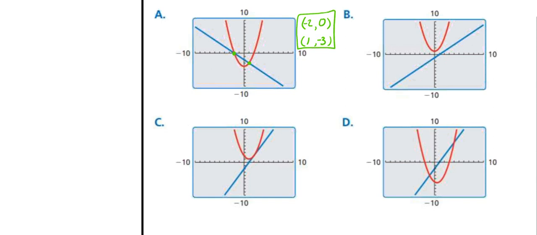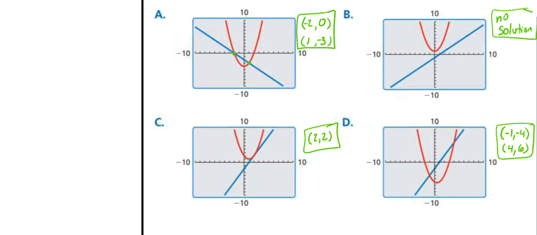For letter B, we see that those functions never intersect, which tells us that we're going to have no solution to this system. Go ahead and try letters C and D on your own. When you're done, push play and let's see if you were right. For letter C, we have one intersection point happening at 2, 2. For letter D, we have two intersection points happening at -1, -4, and 4, 6.